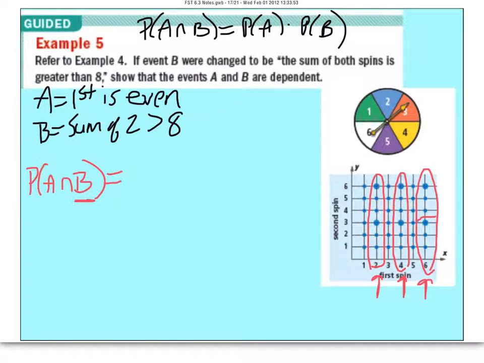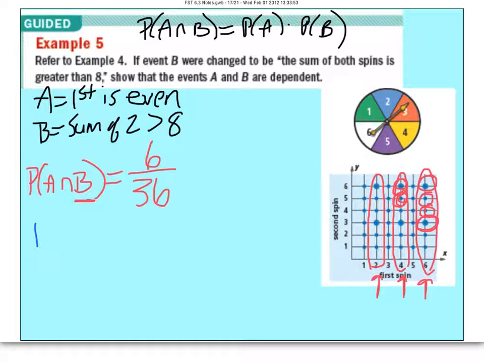And if we look at that, we're going to find that it'll happen here when it's 9. This one here is 8. And in this case, it looks like there's just going to be 6 events. So this would be 6 out of 36. Again, these meet both of those requirements.